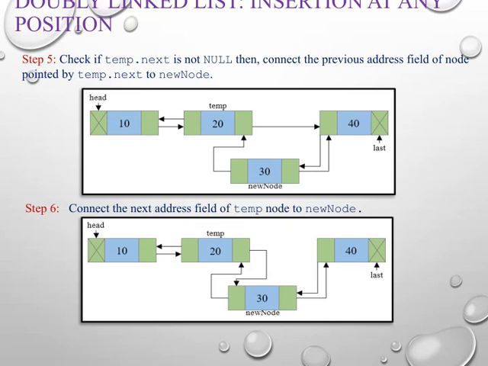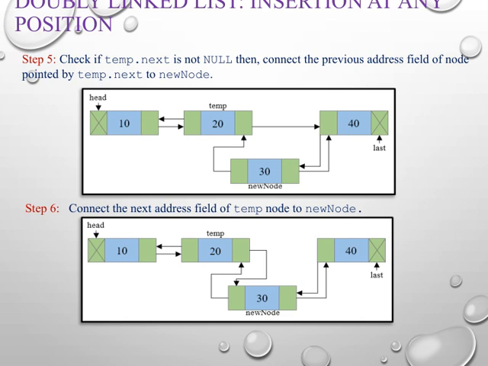Now, moving on to step 5, we need to check if temp next is not null. If it's not, that means there's a node following the current temp node. In that case, we need to connect the previous address field of the node pointed to by temp next to our new node. This step ensures that the backward link in the doubly linked list is correctly maintained, preserving the bidirectional nature of the data structure.